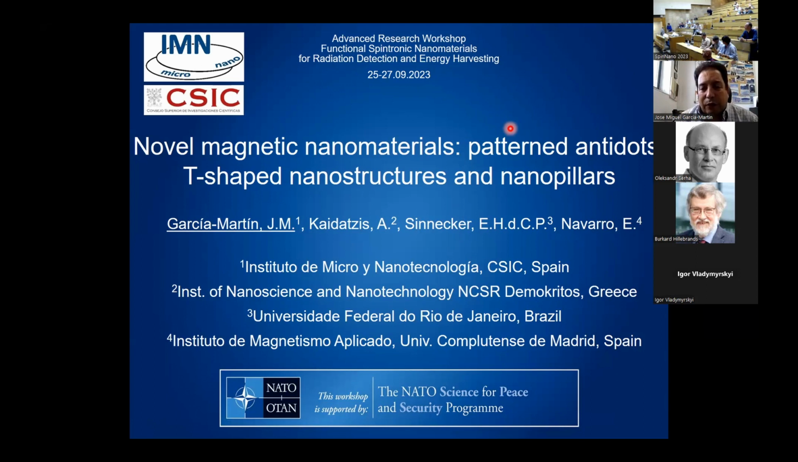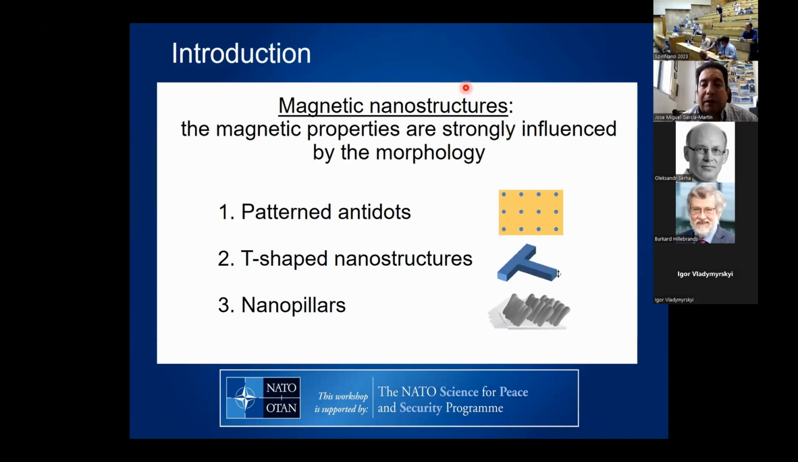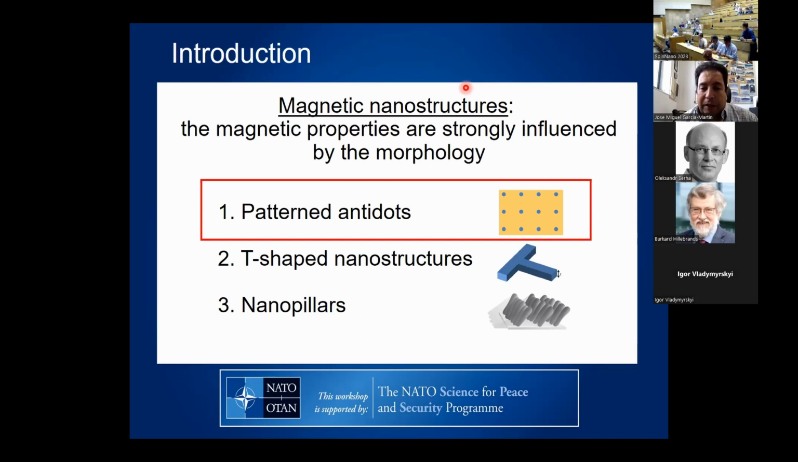In this talk, we are going to talk about magnetic nanomaterials, magnetic nanostructures. Those are systems in which the magnetic properties are strongly influenced by the morphology. We will see three different systems: patterned antidots, T-shaped nanostructures, and nanopillars. So let's start with the patterned antidots.